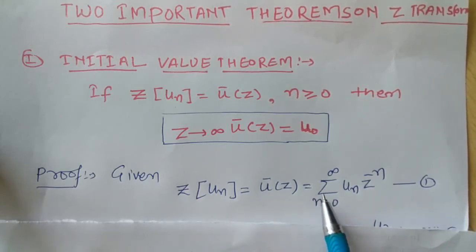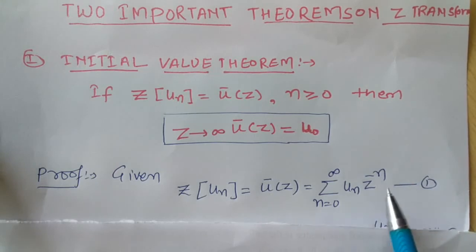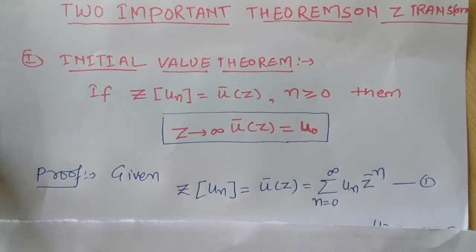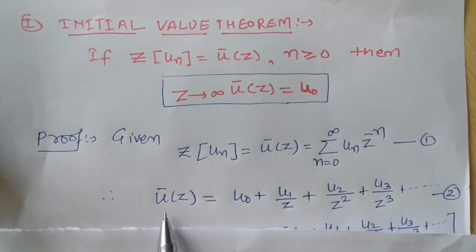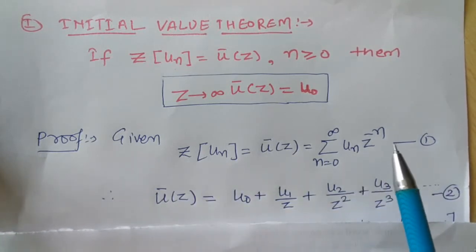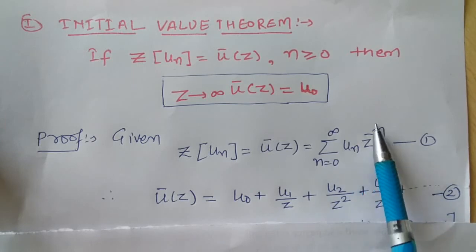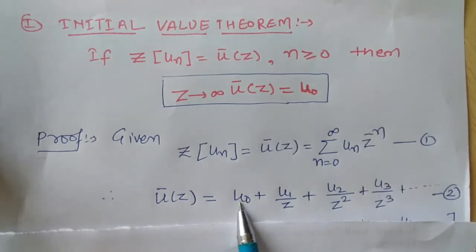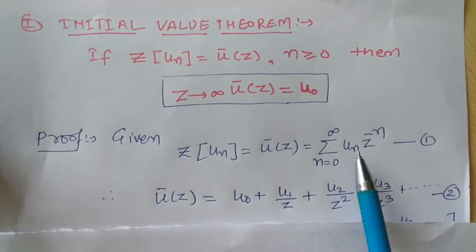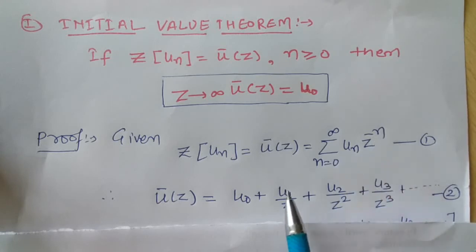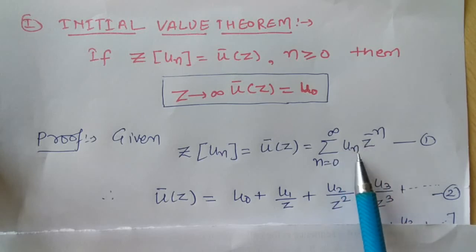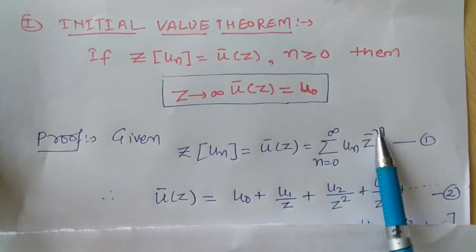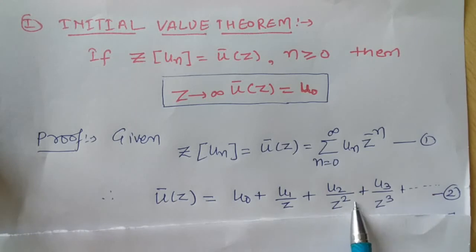Now u bar z is equal to, we expand this summation by putting n equal to 0, 1, 2, 3 and so on. We get u bar z equal to, for n equal to 0 we get u0 into z power 0, that is u0, plus for n equal to 1 we get u1 into z power minus 1, that is u1 by z, plus for n equal to 2 we get u2 into z power minus 2, that is u2 by z square, and plus so on.